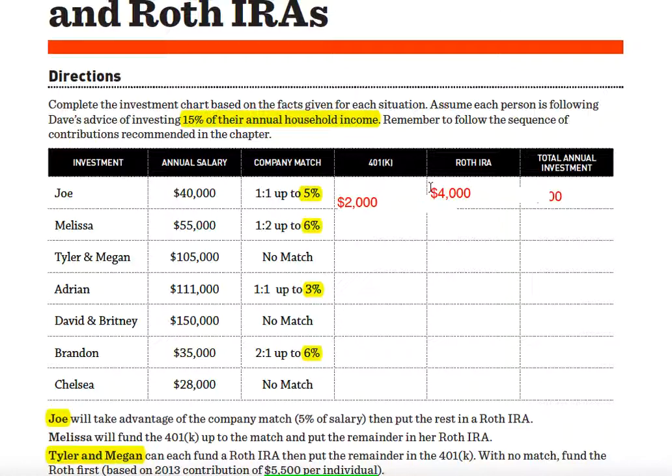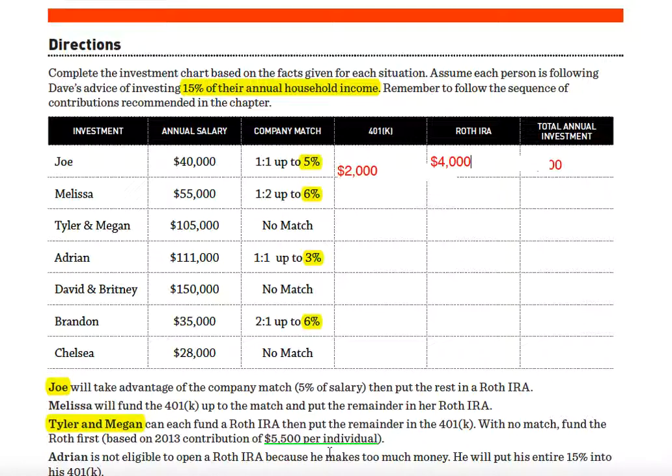Moving on to the third example on the chart, Tyler and Megan, it's a little bit different than Joe's. And the reason why is because the company is not matching their 401k investment. If you look at the information below the table, it states that each can fund a Roth IRA and then put the remainder into the 401k. With no match, you want to fund the Roth first. The Roth has a maximum contribution per person of $5,500.